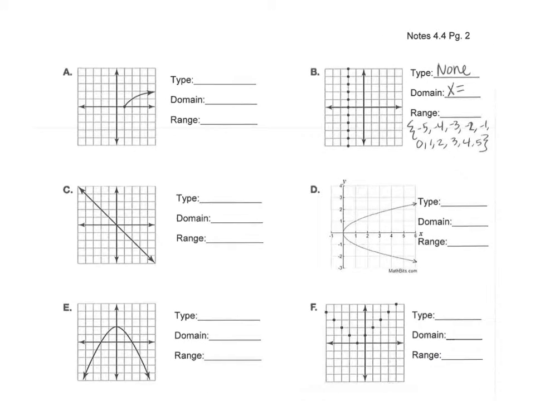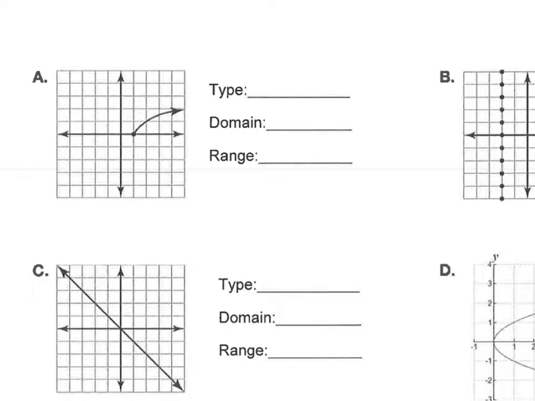So we have a couple of quick ones on the back. Problem A, this doesn't really look like anything. It could be exponential if we weren't really sure. So if you wanted to say it's exponential, that would be totally okay.